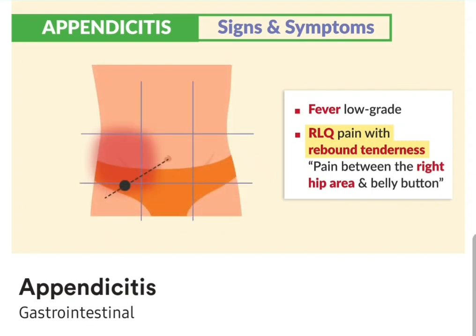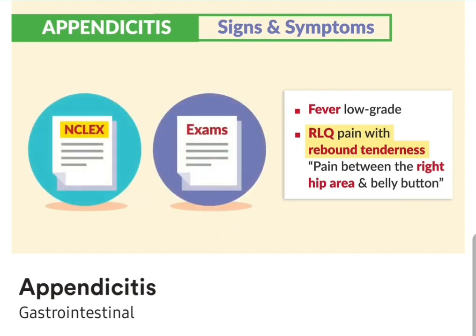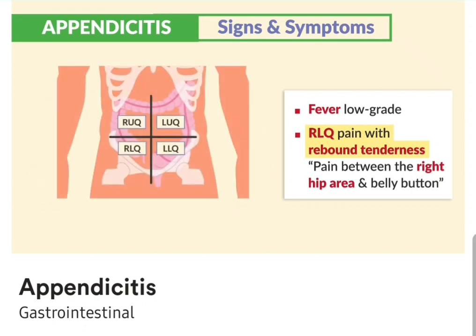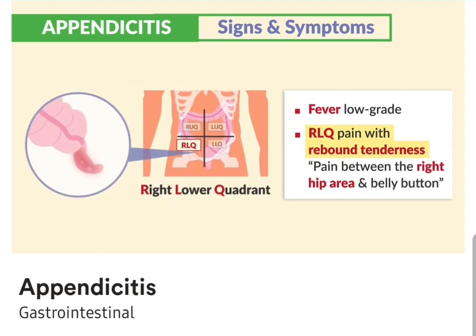Now this area is referred to as McBurney's point. So again, write down these key terms. Exams in the NCLEX love to ask you about these key signs. Many exams will say it in a different way, but always look for the key term, right lower quadrant pain, and just think the appendix is right here.